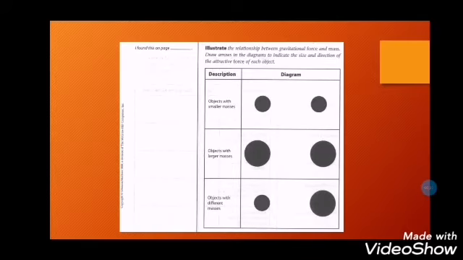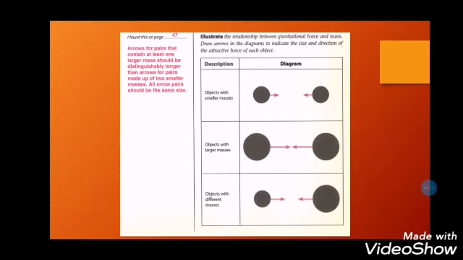Now, illustrate the relationship between gravitational force and mass. Draw arrows in the diagrams to indicate the size and the direction of the attractive force of each object. As we said in the lesson, gravity is affected by many factors. One of them is mass, the other one is distance. So in this case, we have to illustrate the effect of mass on gravity. The answer is on page 47.